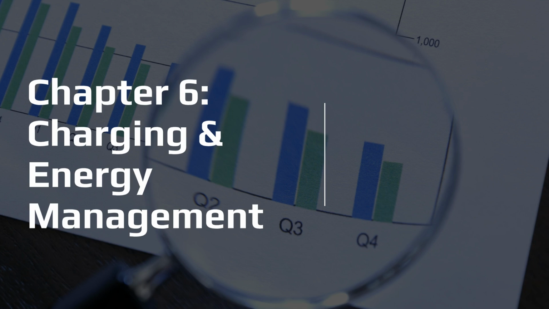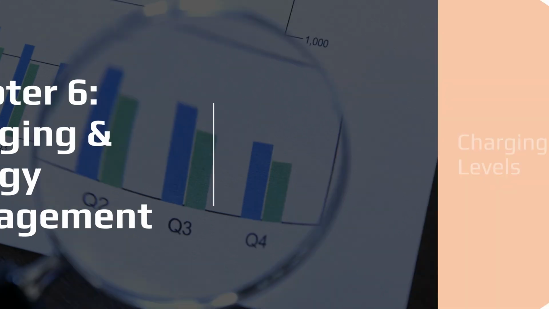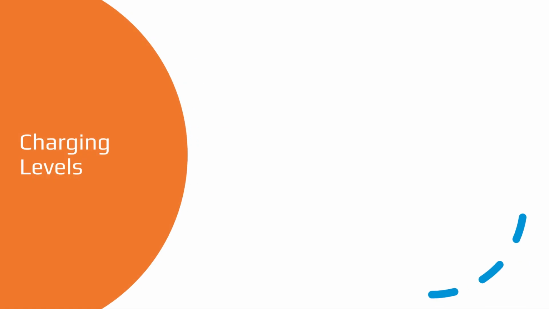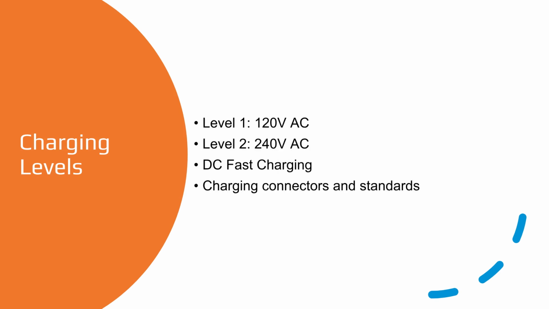Finally, Chapter 6 covers the essentials of charging and energy management, which are crucial for maintaining vehicle health and efficiency. Now let's move to Chapter 7, charging levels. This covers the different ways to power an EV, including Level 1, 120 volts AC charging, Level 2, 240 volts AC charging, and DC fast charging, along with their respective connectors.